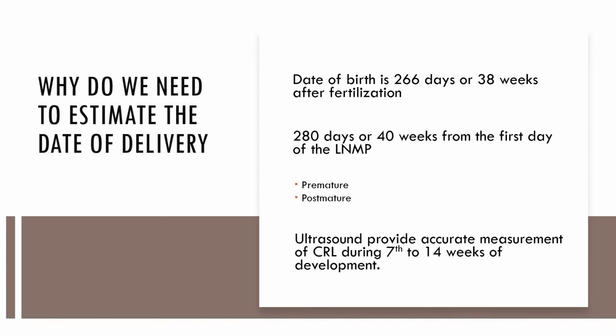But we still need to know the expected date of delivery, because if the baby is born much earlier, they would be categorized as premature, and if they are born much later, they could be considered as post-mature. A very usual tool in determining the age would also be the ultrasound, which can provide an accurate measurement of the crown heel length during the 7th to 14th weeks of development. In the next video, we'll be talking about the placenta, the fetal membranes, and also twinning.